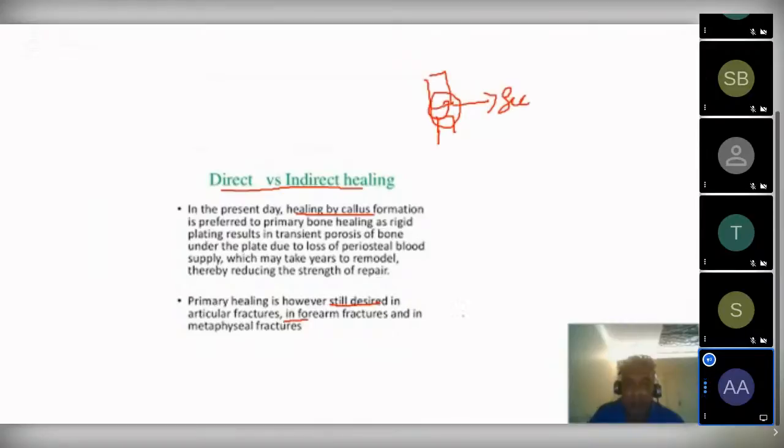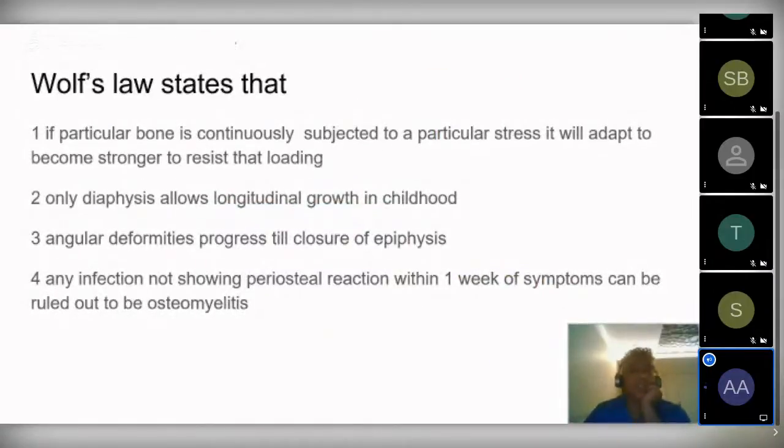Intra-articular means if there is a tibial condyle fracture like this, you want to reduce it very perfectly, because any step here causes osteoarthritis. So here there is primary healing, because the reduction is hairline and there is no gap. But in diaphyseal fractures in a long bone like tibia or femur, there is secondary bone healing because of excessive callus formation.